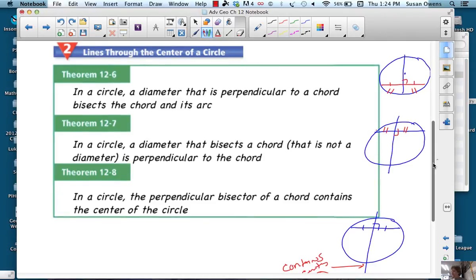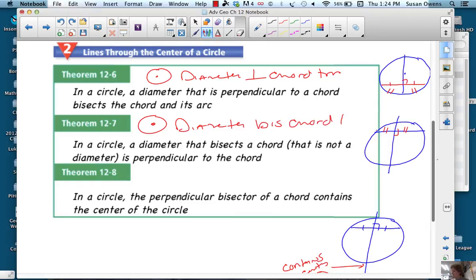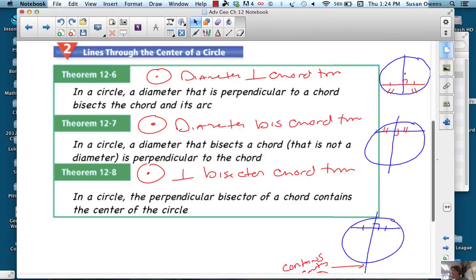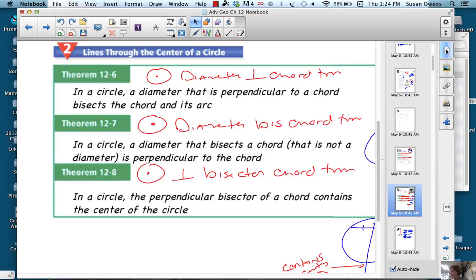Okay. So let's give these ones names. The first one, these all start out with circle. So the circle, and this is the diameter perpendicular chord theorem. Second one is the circle, and the diameter bisects the chord, chord theorem. And the last one is the circle and the perpendicular bisector chord theorem. And the next couple days we'll spend some time using these. We will use them in proofs so that you can get more comfortable with them.